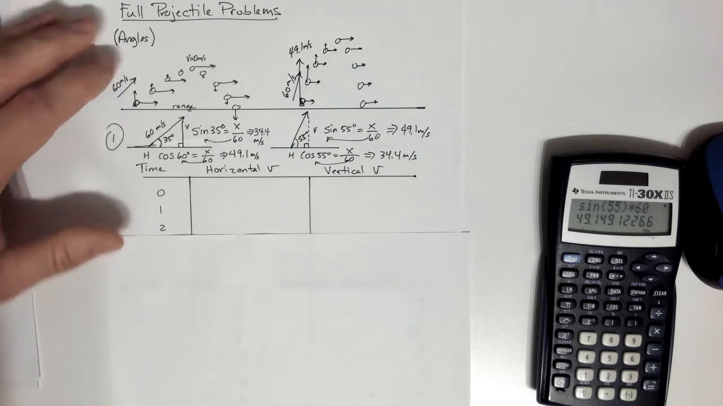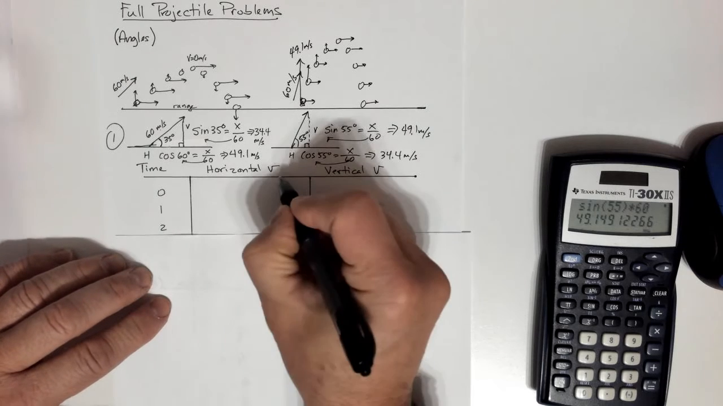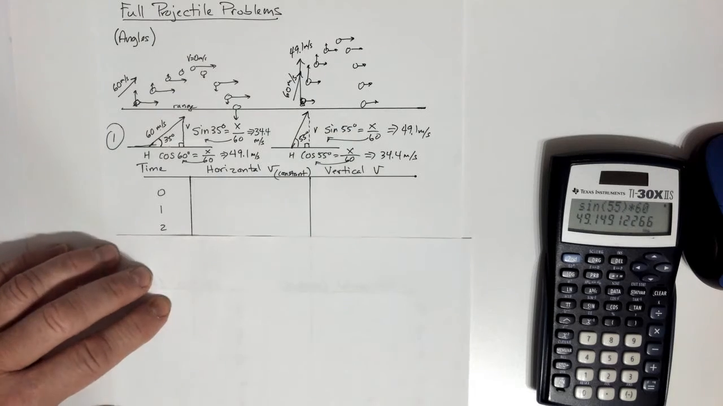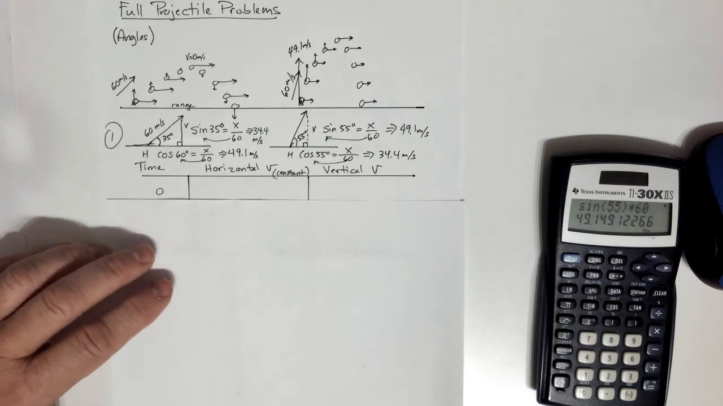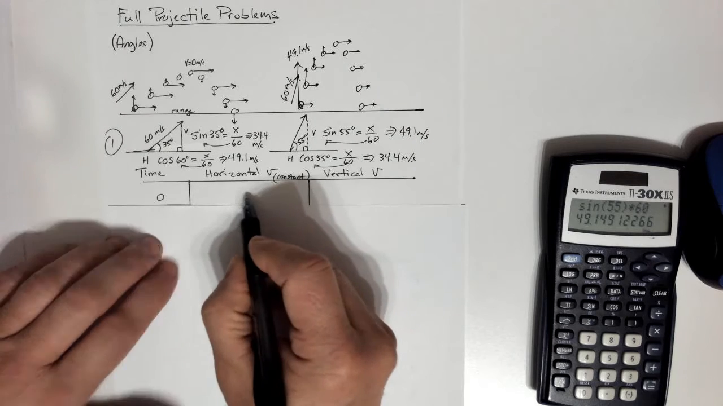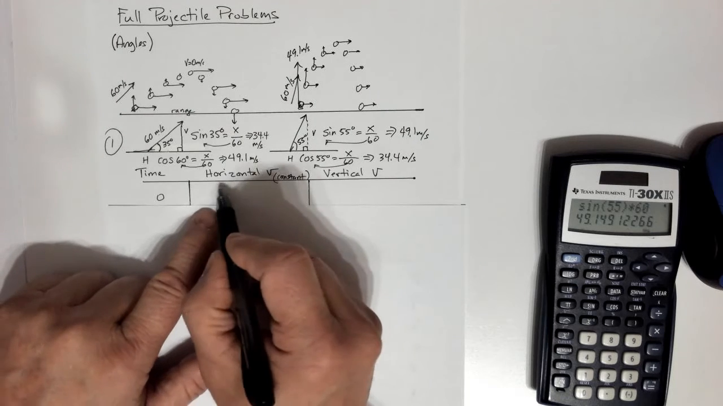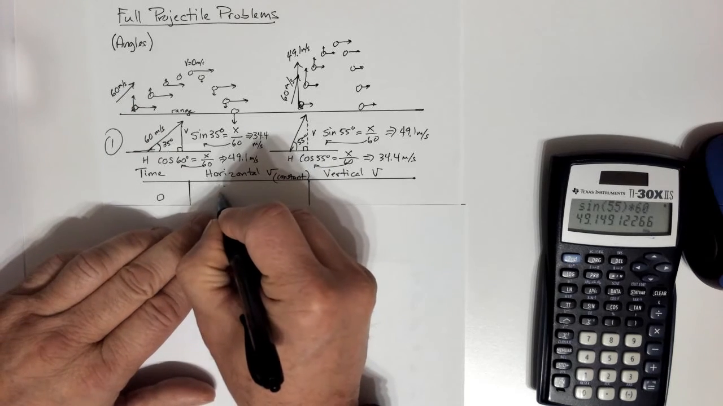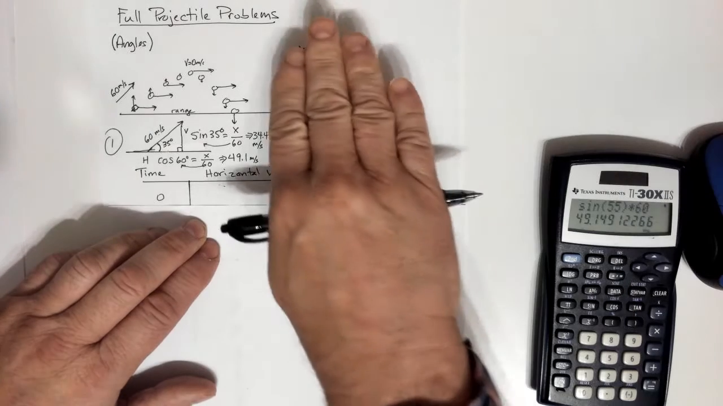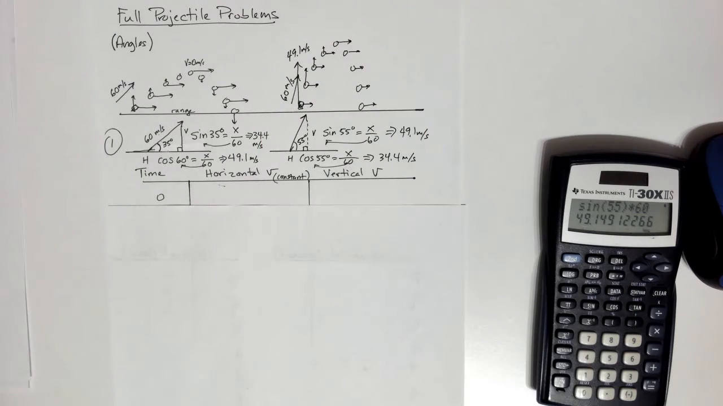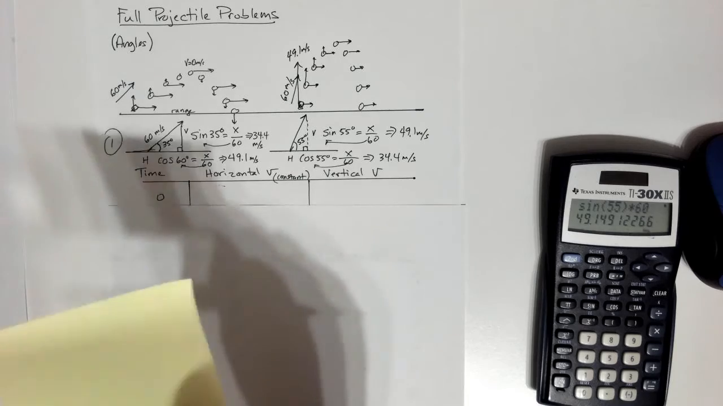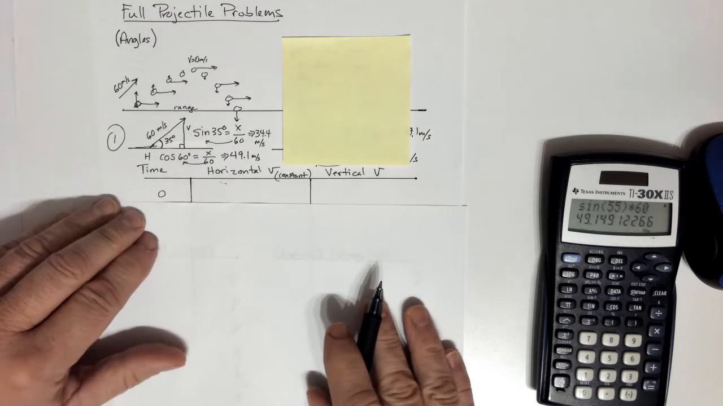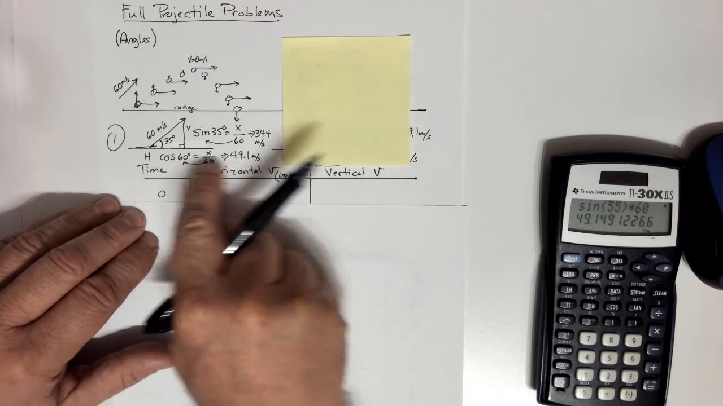So let's look at time, horizontal speed, which is constant, and the vertical speed. When time is 0, it originally starts coming out of the gun horizontally at a speed of 49.1. I'm not going to consider both scenarios, so I'm just going to look at one of them and ignore the other for right now. So let's look at this one. It comes out at 49 horizontally.